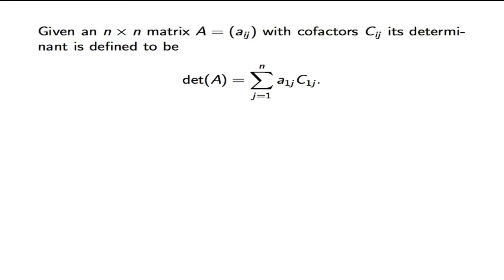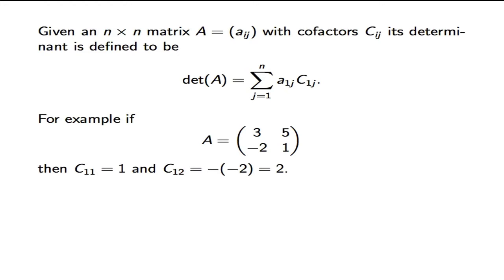Okay, so now we can write down the definition of the determinant. Suppose we have an n by n matrix A with entries a_ij, and with cofactors C_ij. Then the determinant is defined to be the sum from j equals 1 up to n of a_1j C_1j. So what this means is that we take the elements of the first row of A, multiply each element with the corresponding cofactor, and then we add all this up.